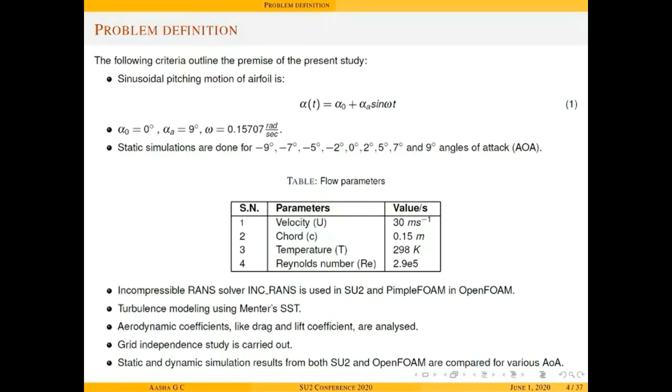The solver used in SU2 is the incompressible RANS solver and pimpleFoam in OpenFOAM. Turbulence modeling is done using Menter's SST, and aerodynamic coefficients like drag and lift coefficients are analyzed. Grid-independent study is also carried out. Static and dynamic simulation results from both SU2 and OpenFOAM are compared for various angle of attacks.